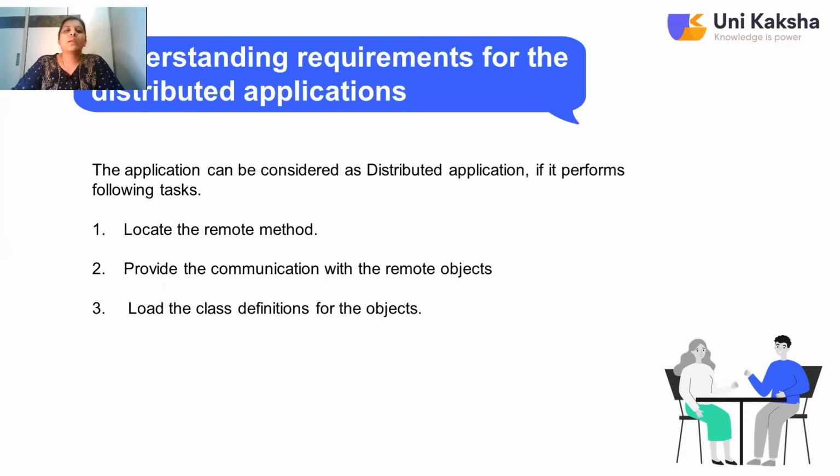Now let's understand the requirements for a distributed application. If you want to develop a distributed application, then the application must perform some kind of tasks. The very first task is it should locate the remote method. That is, it should be able to communicate with the other JVM which resides on another machine. Then next, it should provide communication with the remote object, because it is very important in a distributed environment to provide communication with the remote objects residing on remote machines or another JVM. It is going to load the class definitions for these kinds of objects. So if your application is performing all these three tasks, then it is considered a distributed application.